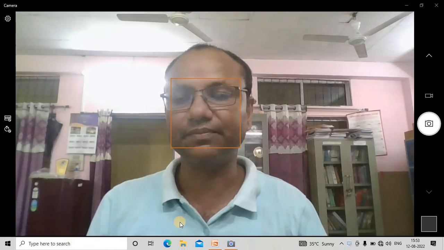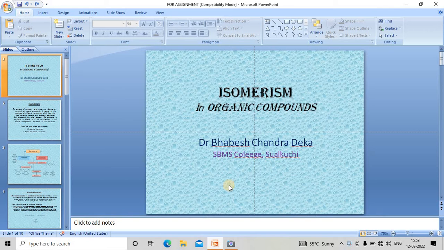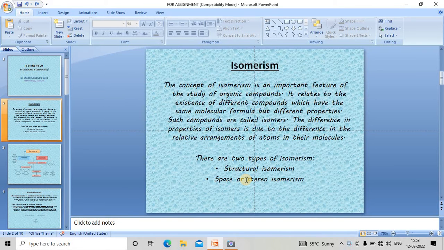Actually, isomerism is a phenomenon in which we have a number of compounds under the same molecular formula. That means, suppose we have a butanol or butanol. These two compounds have the same molecular formula, but their structures are different. So there are two compounds under the roof of the same molecular formula. So isomerism is a very important concept.